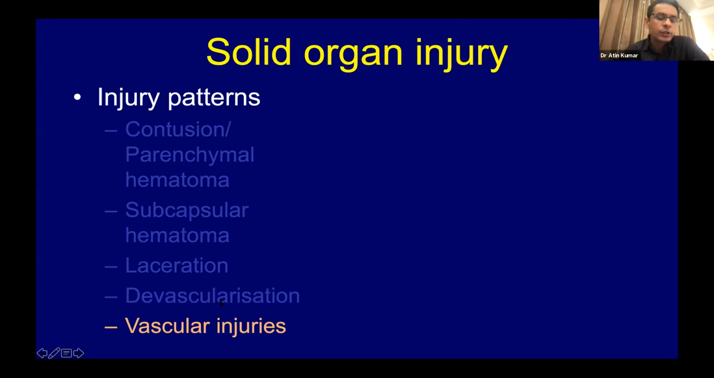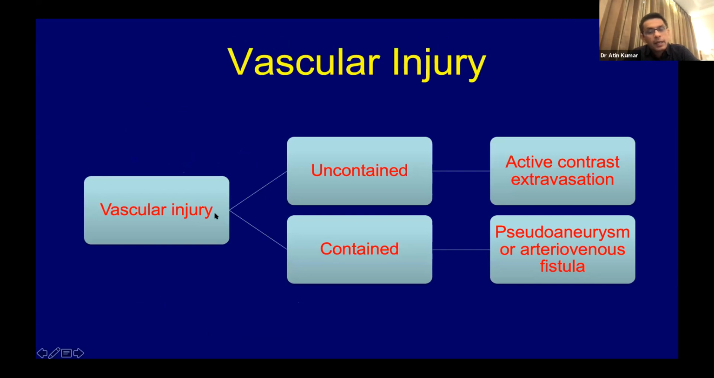Then coming to vascular injuries, they are also now included in the solid organ injury scale for AAST. So let's look at the vascular injuries. They are divided into uncontained and contained vascular injuries. Uncontained means the contrast is leaking out of the vascular wall, which means there is active contrast extravasation, which means active bleeding going on at the time when you're doing a CT scan. Vis-a-vis, a contained vascular injury is when there is a pseudoaneurysm or arteriovenous fistula formation.